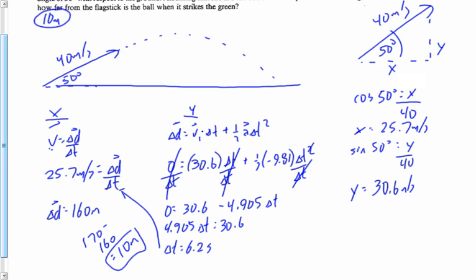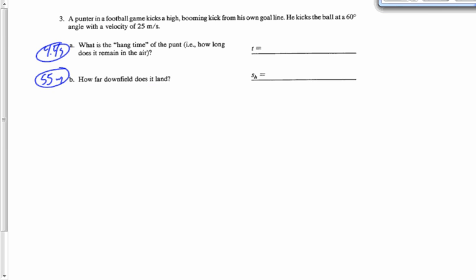Okay? Any questions about that before we move on to the next question? Number 3 says, the punter in a football game, the punter is the person that kicks, right? Kicks the ball. The punter in a football game kicks a high, booming kick from his own goal line, or from her own goal line.